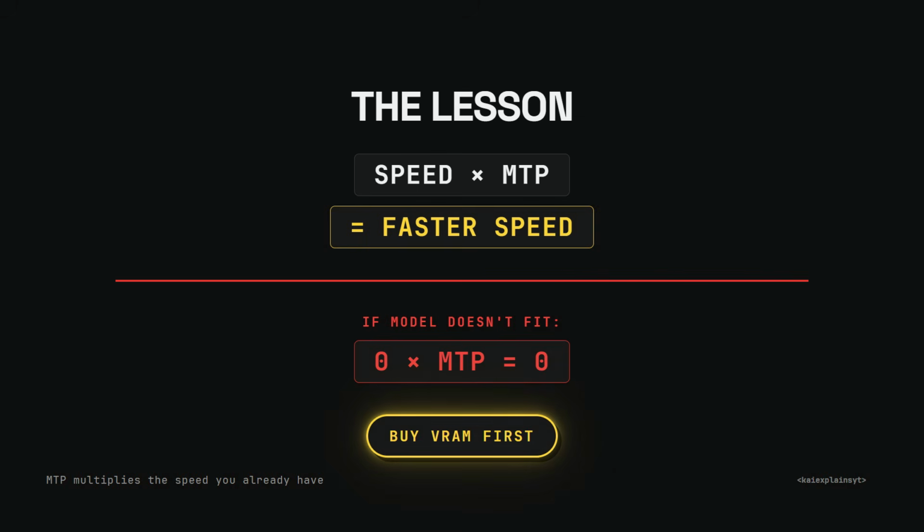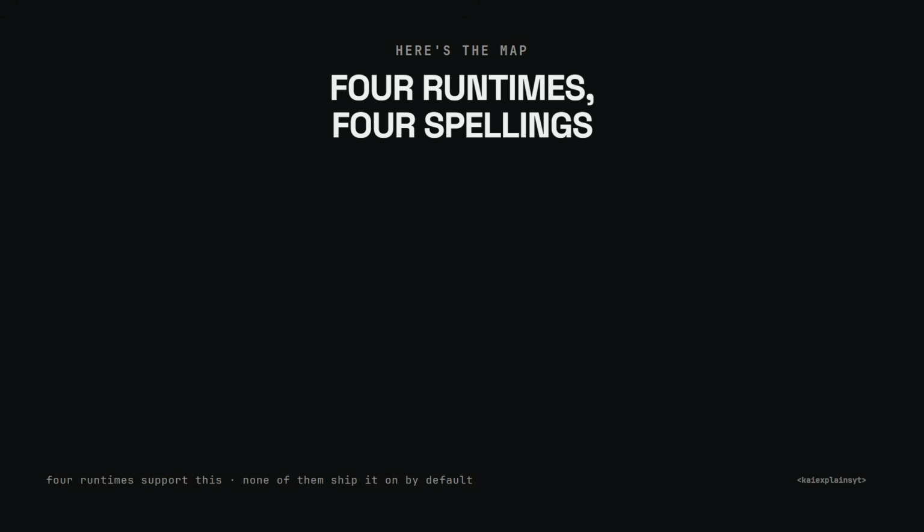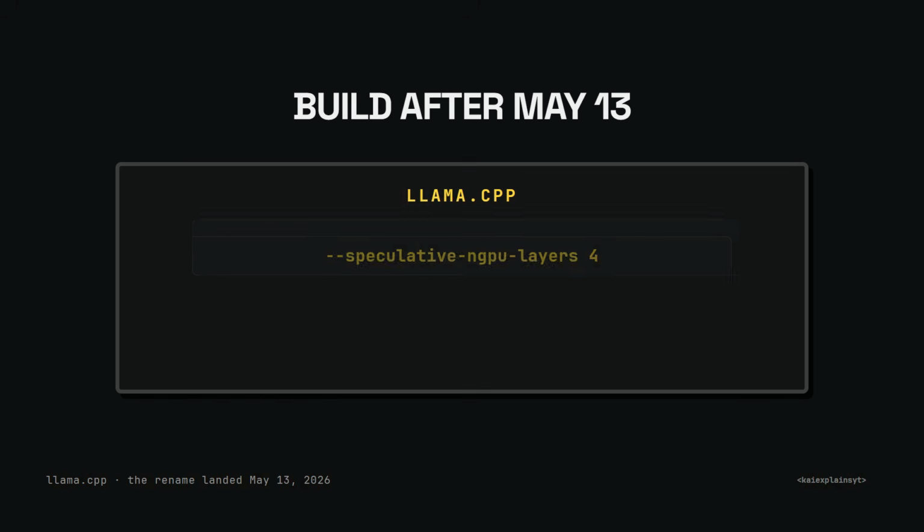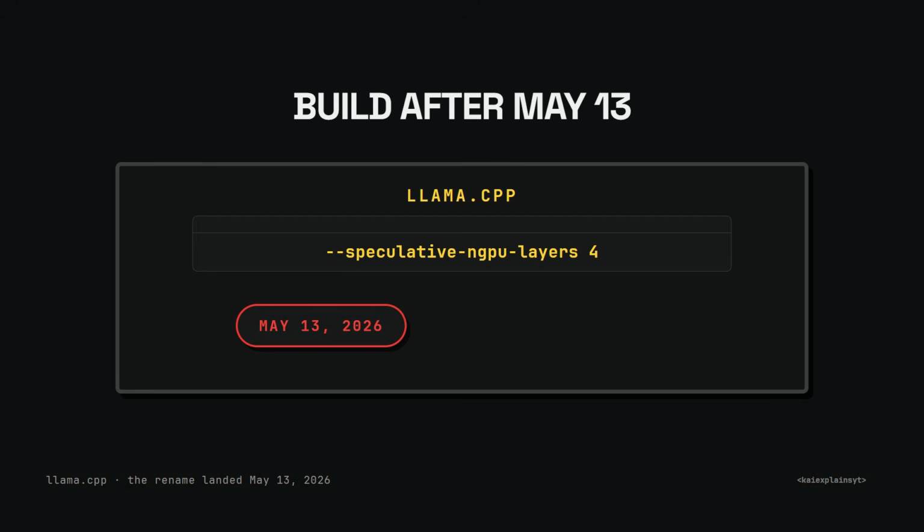Now let's talk about how you can actually set it up. Currently, 4 runtimes support this. 4 of them spell it differently. None of them ship it on by default. Here's the map. llama.cpp: look for speculative ngram layers in the spec type flag. Make sure you have a build from after May 13th, 2026. That's the rename date. If your build is older, the old spelling is silently accepted and does nothing. Rebuild from source if you're not sure.